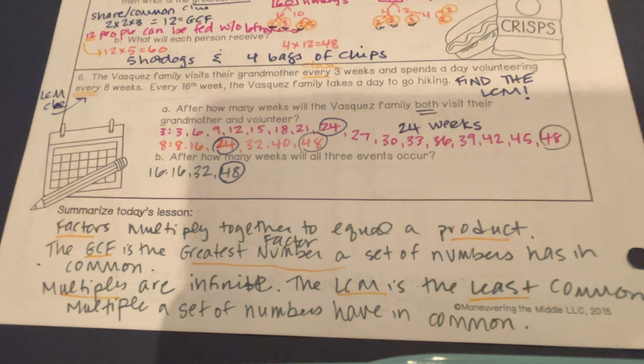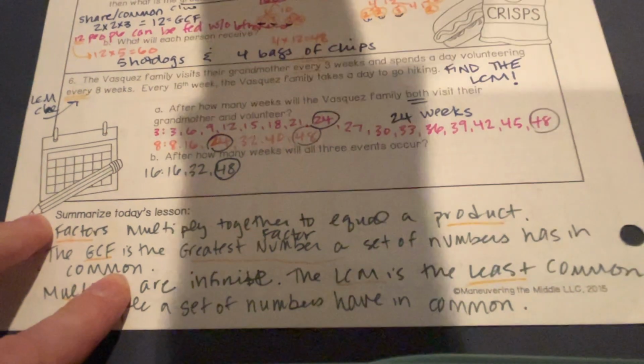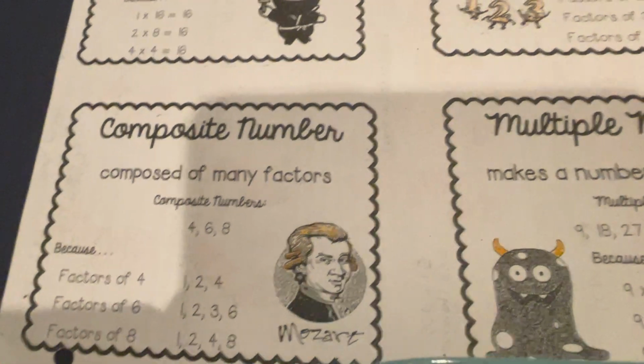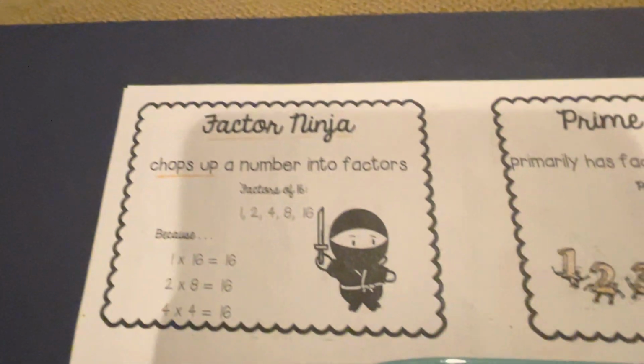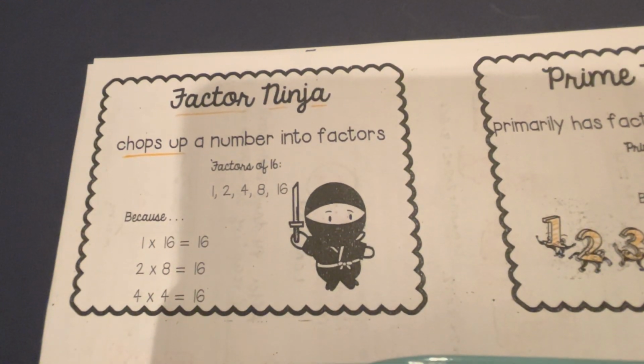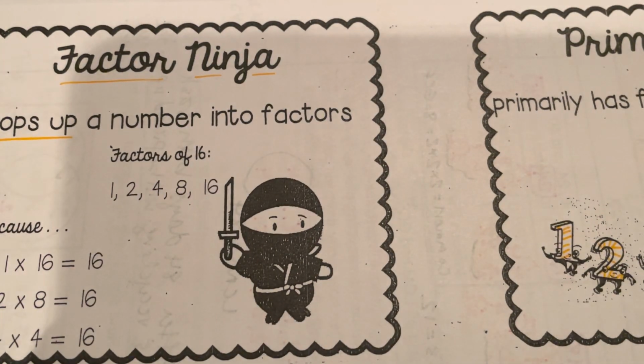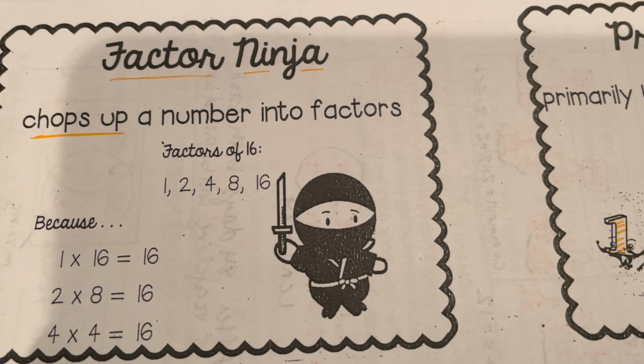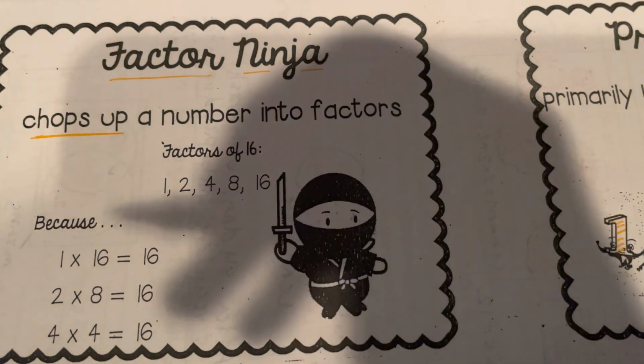So on the back of the homework sheet, just to go over with you real quick, you have some little vocab cards, and I really like these. They have little pictures, makes it hopefully a little easier for you to remember. So Factor Ninja chops up numbers into factors. So for example, the factors of 16 are 1, 2, 4, 8, and 16. Later, we're going to talk about a factor rainbow too, which this doesn't talk about, but I'll just show you real quick.